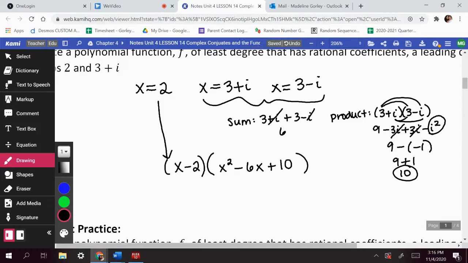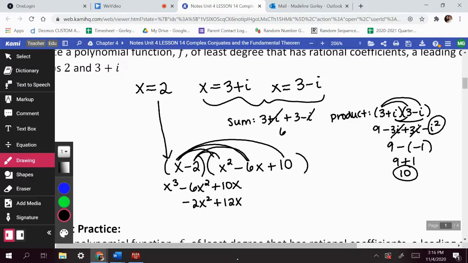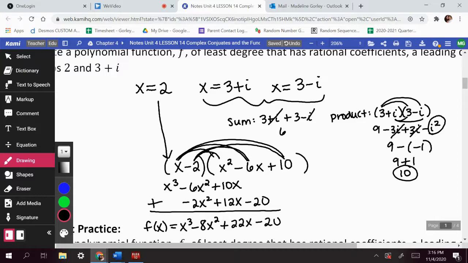And from there, we just have to multiply it all out, right? First times first gives me x cubed. Multiply through to the second term, we get minus 6x squared. Multiply through to the third term, we get plus 10x. Okay, moving inside, we get minus 2 times x squared is minus 2x squared. Minus 2 times minus 6x would be plus 12x. And minus 2 times 10 would be minus 20. Add it all up. We get that our function is x cubed minus 8x squared plus 22x minus 20. There we go.